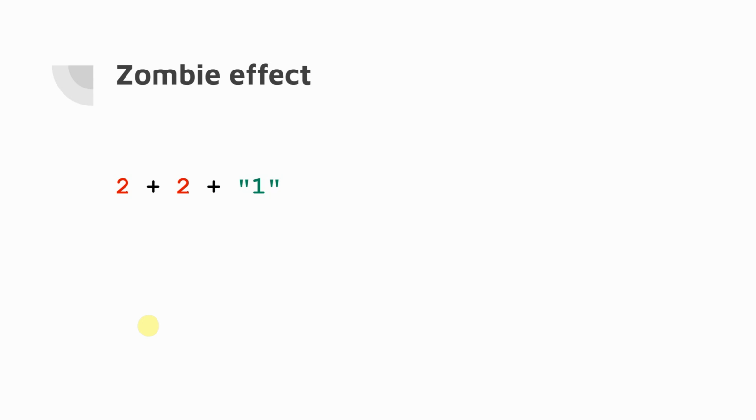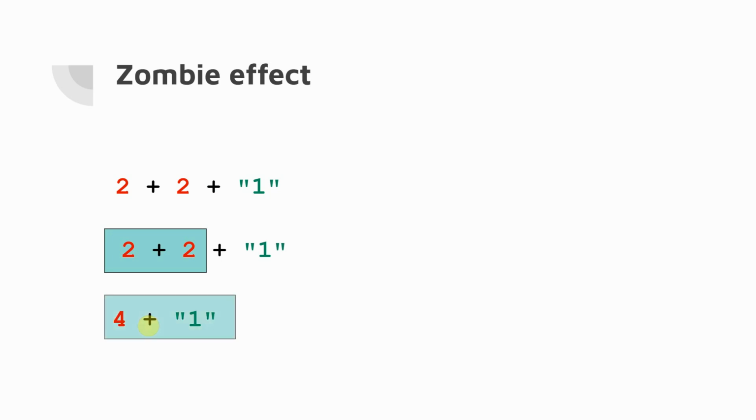Let's look at another example. We know it processes left to right, so 2 plus 2, both are numbers, so it will become 4. Now if this 4, which is a number, interacts with "1", which is a string, it will be turned into a string as well, so it would be 41.